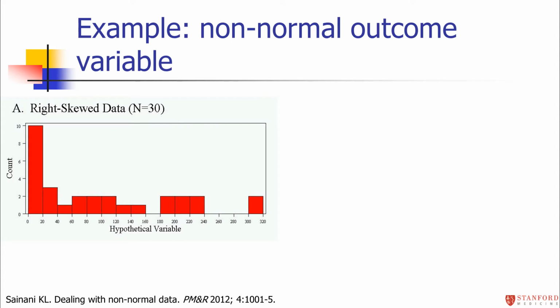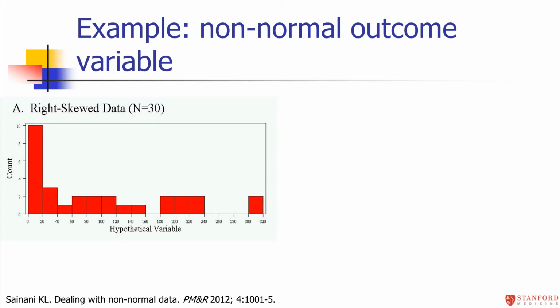Just to illustrate, here I've got some highly right-skewed data. My outcome variable is something that's highly right-skewed, as you're seeing in the histogram here. It's a pretty small data set, n equals 30. Let's say I want to analyze those data. I can't use a t-test, ANOVA, or linear regression on these data. The sample size is too small and the data are too non-normal here. Well, what can I do?